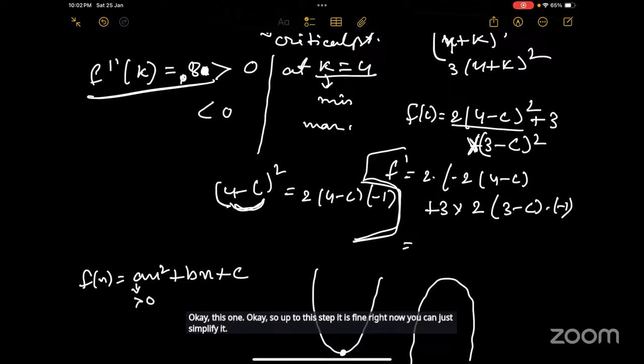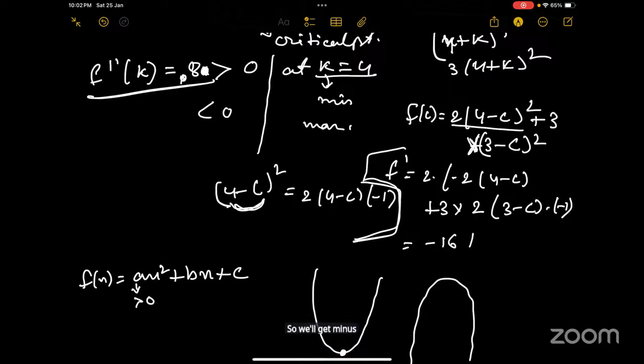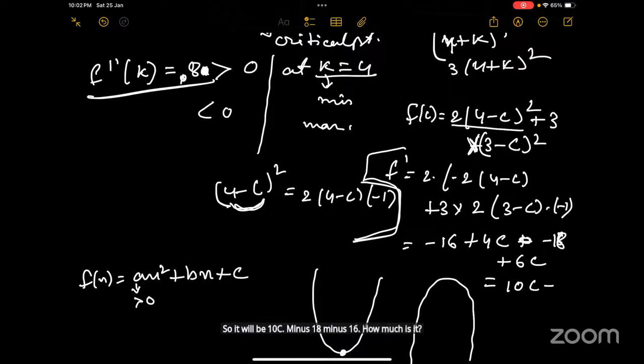So we'll get minus 16 plus 4c plus minus 6 into 3 means 18 plus 6c, right? So it will be 10c minus 18 minus 16. How much is it? 34. Minus 34. Yeah, okay.